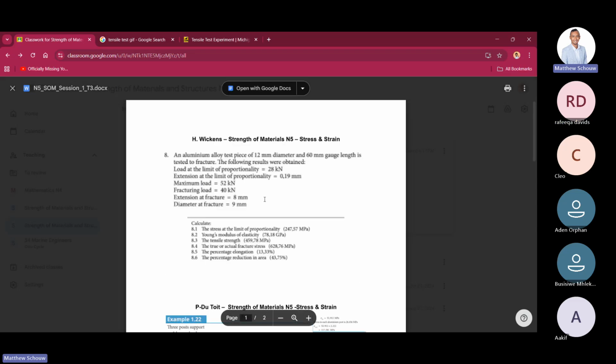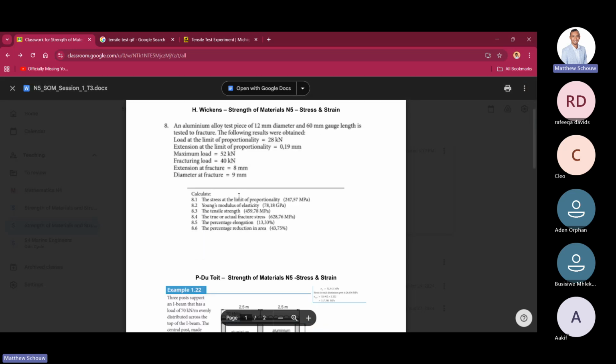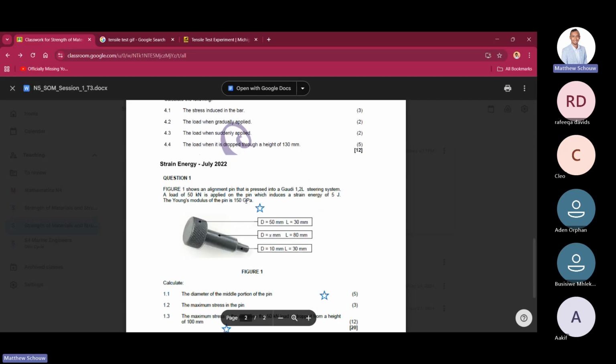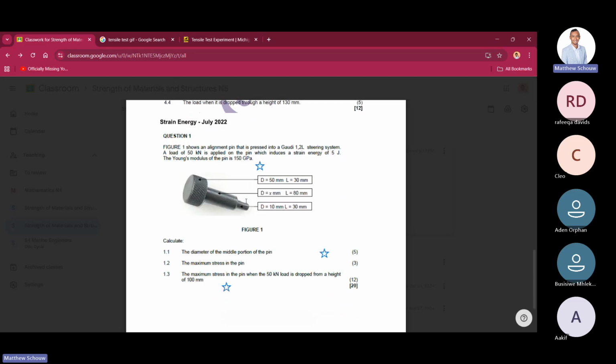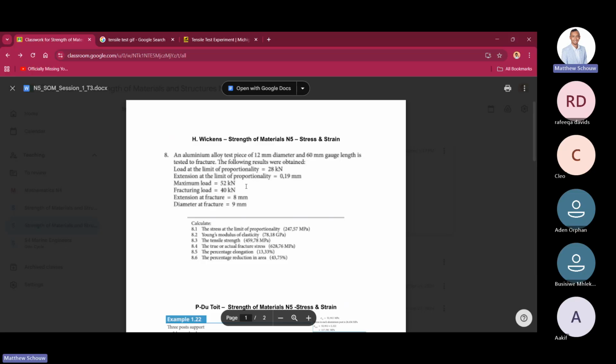I'm going to start with this one, and then I'll move to this one. This is from the Wickens textbook. That's from the Toy textbook. This one's from a past paper, and this is also from a past paper. I think that's okay. So let's begin with the first one, right? And again, you can just ask questions as you go along.